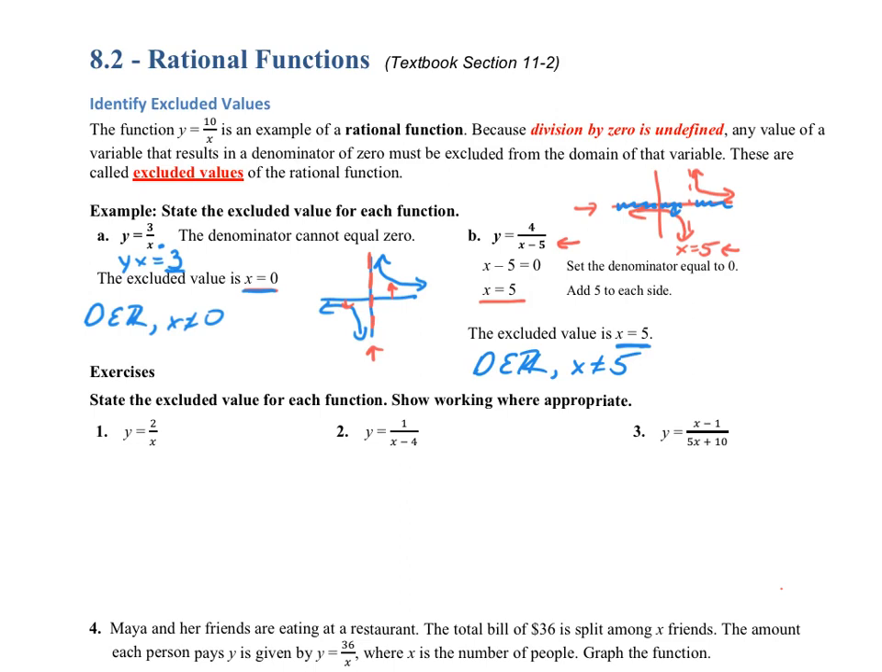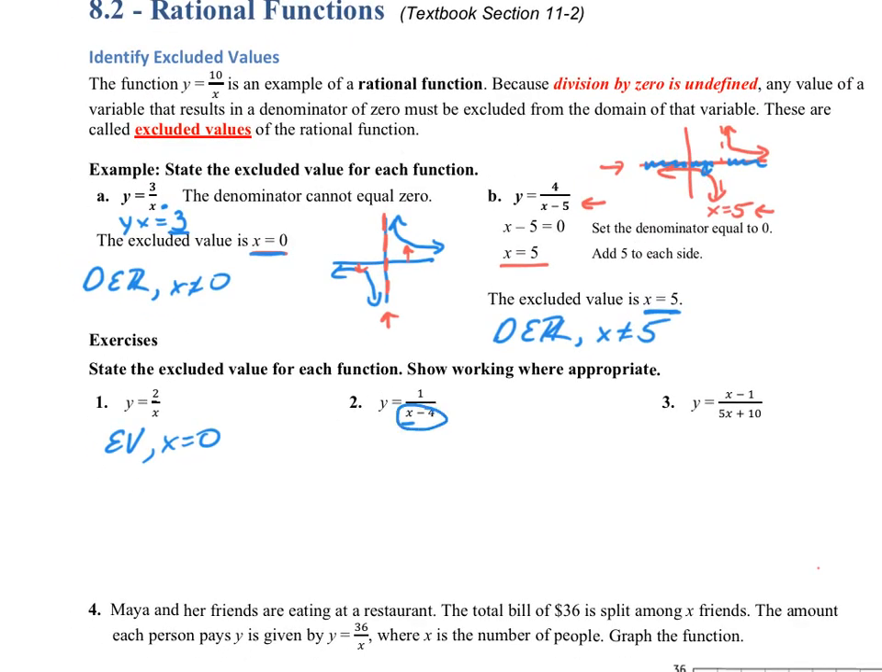Okay, so number 1, what's the excluded value? x is equal to 0. What's the excluded value in number 2? What number can go there that makes the whole denominator 0? You can make a little equation and solve for x. So the excluded value is x is equal to 4.